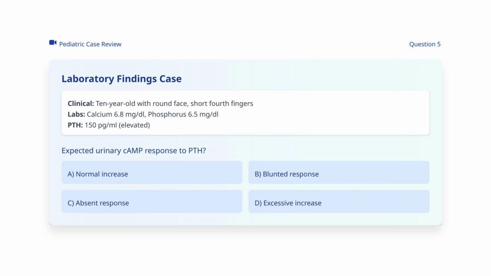A 10-year-old presents with round face and short fourth fingers. Calcium is 6.8 milligrams per deciliter, phosphorus 6.5 milligrams per deciliter, and parathyroid hormone 150 picograms per milliliter. What is the expected urinary cyclic AMP response to exogenous parathyroid hormone administration? Option A, normal increase. Option B, blunted response. Option C, absent response. Option D, excessive increase.